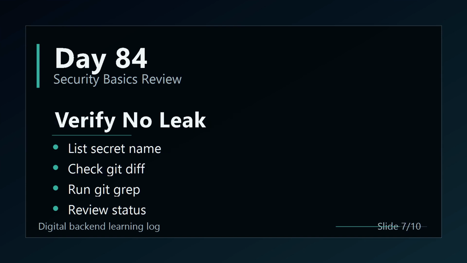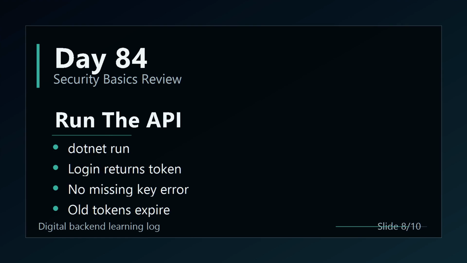Confirm user secrets contains JWT:key, then check the git diff and run git grep for the old development value. The generated secret must not appear in repository changes. Run the API in development. ASP.NET Core loads user secrets automatically. Login should return a newly signed token and should not throw that the JWT key is missing.